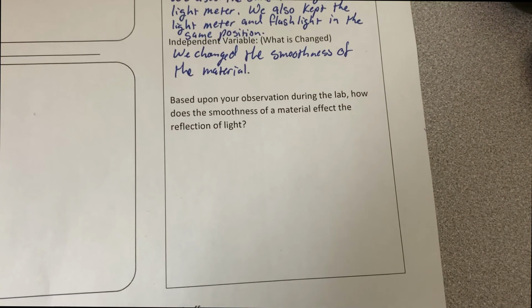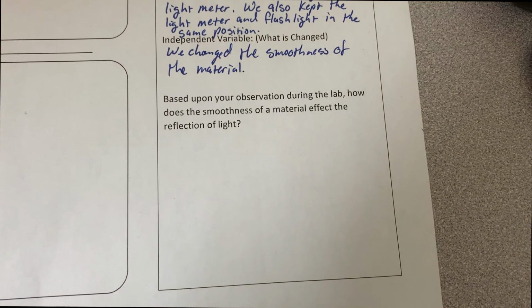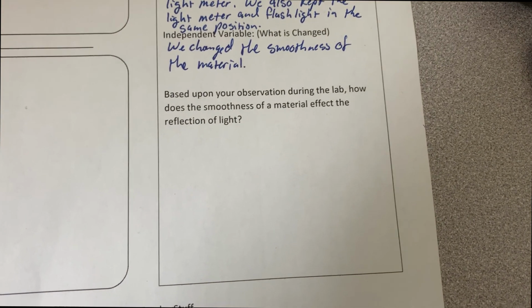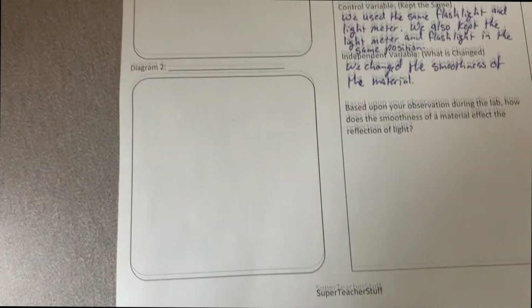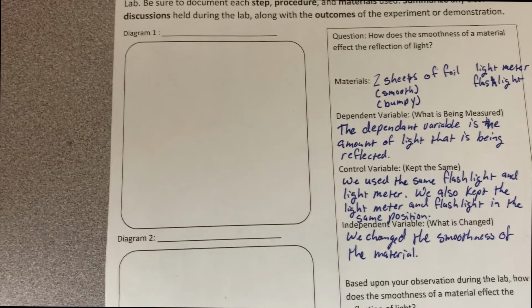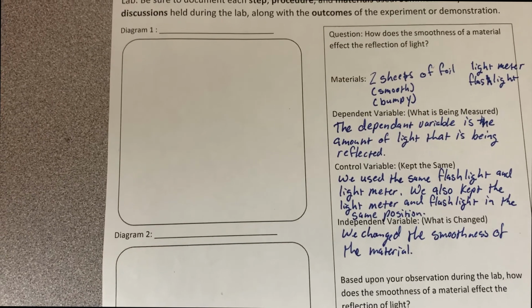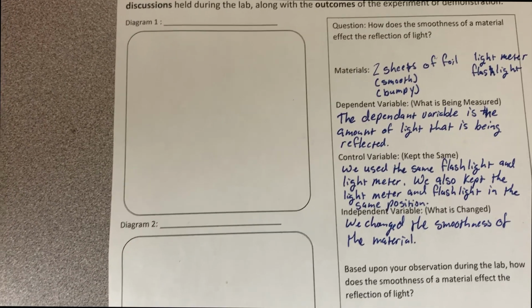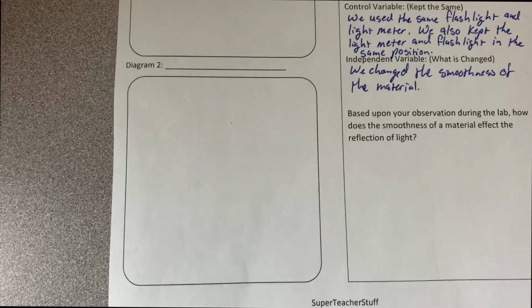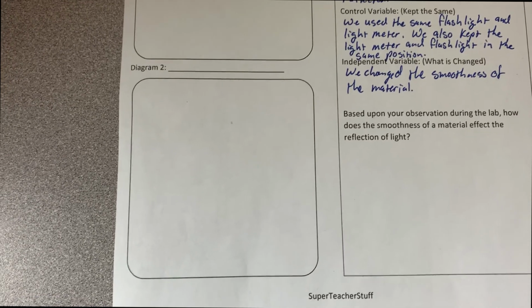So based upon your observation during the lab, how does the smoothness of the material affect the reflection of light? In the diagrams 1 and 2, I would like you to diagram your observation. In diagram 1, show what happened with the smooth foil, and in diagram 2, show what happened with the bumpy foil.